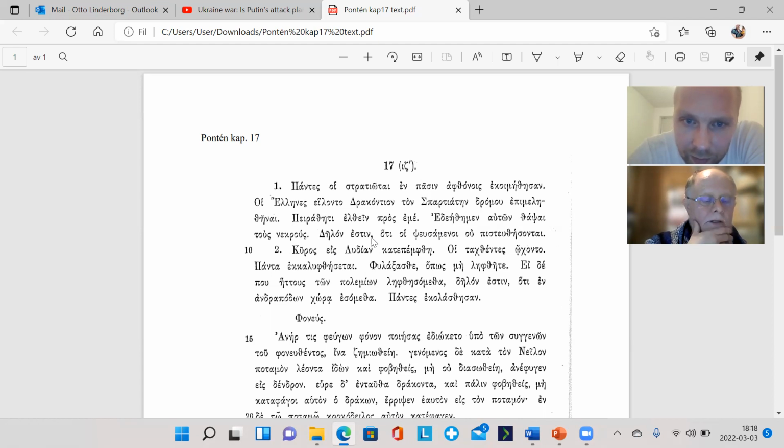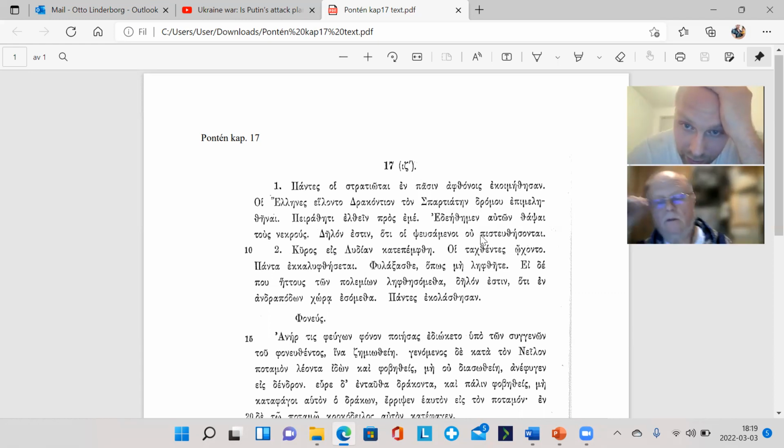Okay, then. Delon estin. So it is clear that cheaters or liars, so it is clear that cheating people must not be trusted. Yeah, that's exactly it.